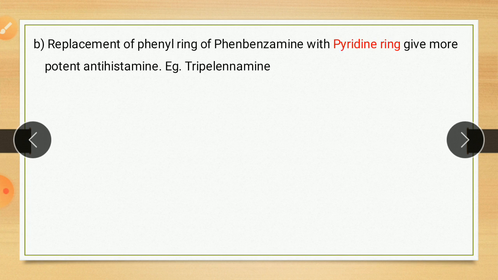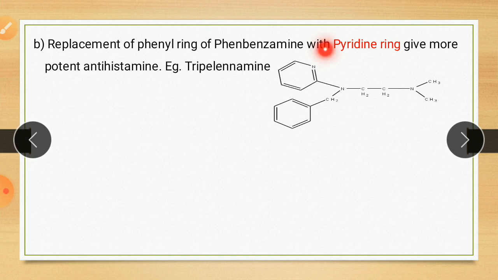Point number 2, replacement of the phenyl ring of phenbenzamine with a pyridine ring gives a more potent antihistamine, for example tripelennamine. So here one phenyl ring of phenbenzamine is replaced with a pyridine ring. This one is the pyridine ring. Then it gives a new drug, tripelennamine. So there is only one change in the phenbenzamine structure: in phenbenzamine there is a phenyl ring here, but in tripelennamine this phenyl ring is replaced by a pyridine ring.